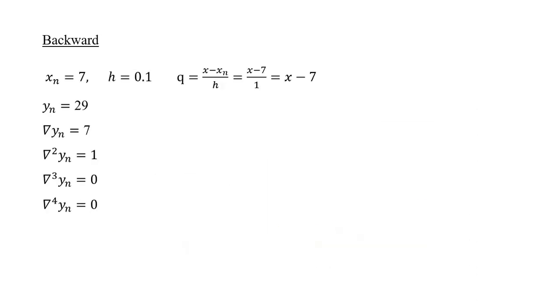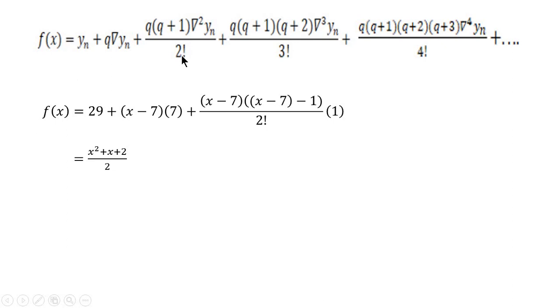In our backward interpolation formula, I have written all those tabled values here. Compute q. q is x minus xn by h. We don't know x, but we know xn. xn is 7, and h is the difference of x values, which is 1. So we get q as x minus 7. Substitute in this backward interpolation formula, and we get a polynomial.